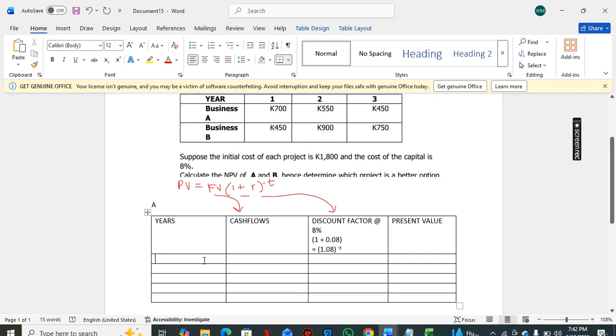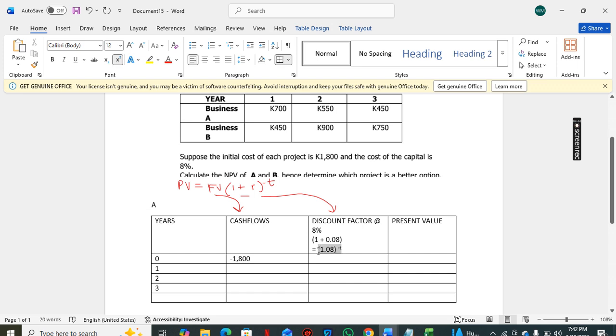So our years here, we put year 0, which is the first day of year 1, year 1, year 2, and year 3. Okay. So for year 0, you're going to put the cost of the project. You're going to put negative 1,800. Why are we representing it as a negative? Because you're paying this money. So it's a negative cash flow.